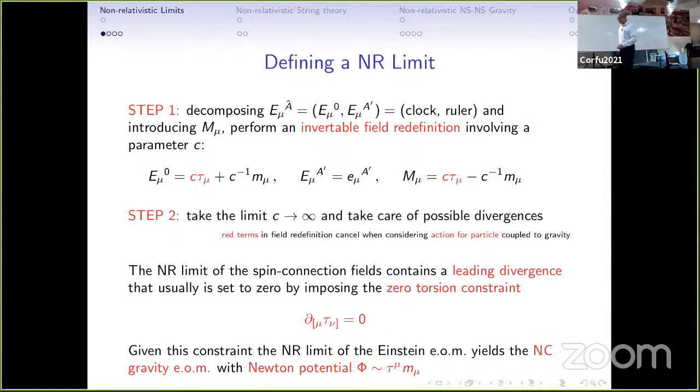Niels also made some remarks about the distinction between a limit and an expansion. If you have an expansion, you can do that. But if you take a limit, this is already inconsistent with taking a limit. So I really need this extra field and decompose that. And then I have as many fields induced in this redefinition as I have. It's invertible. You can take the limit.